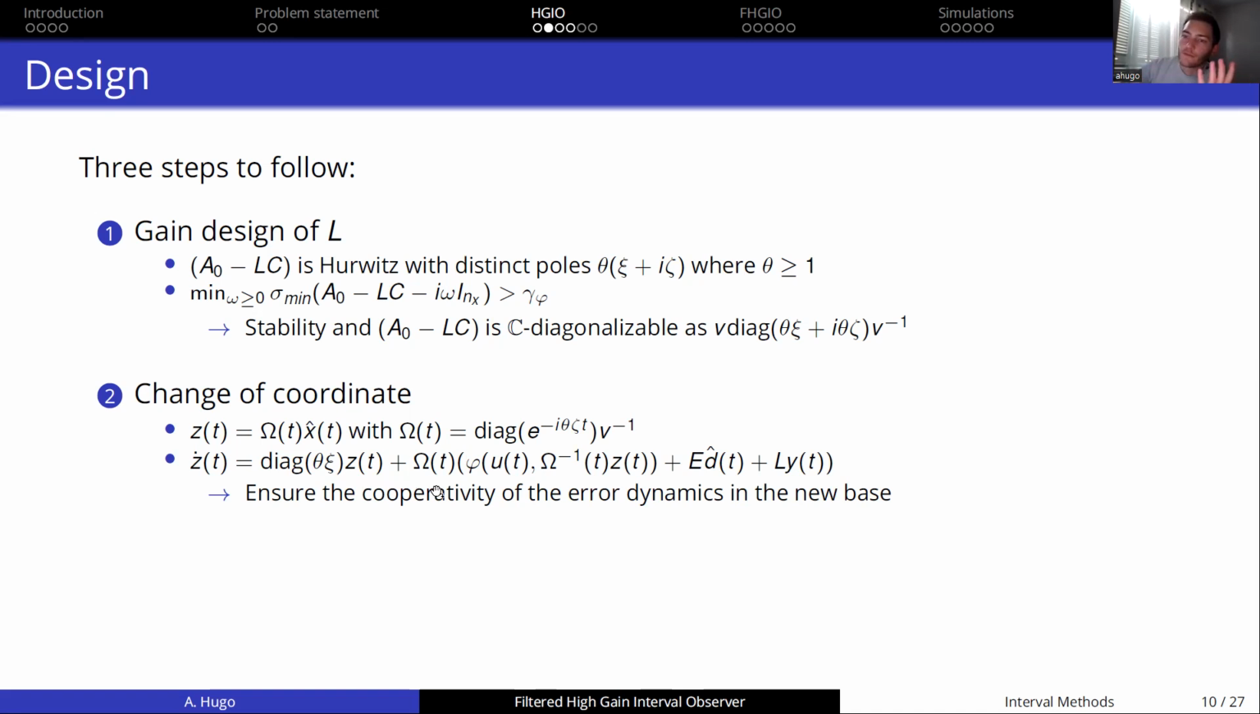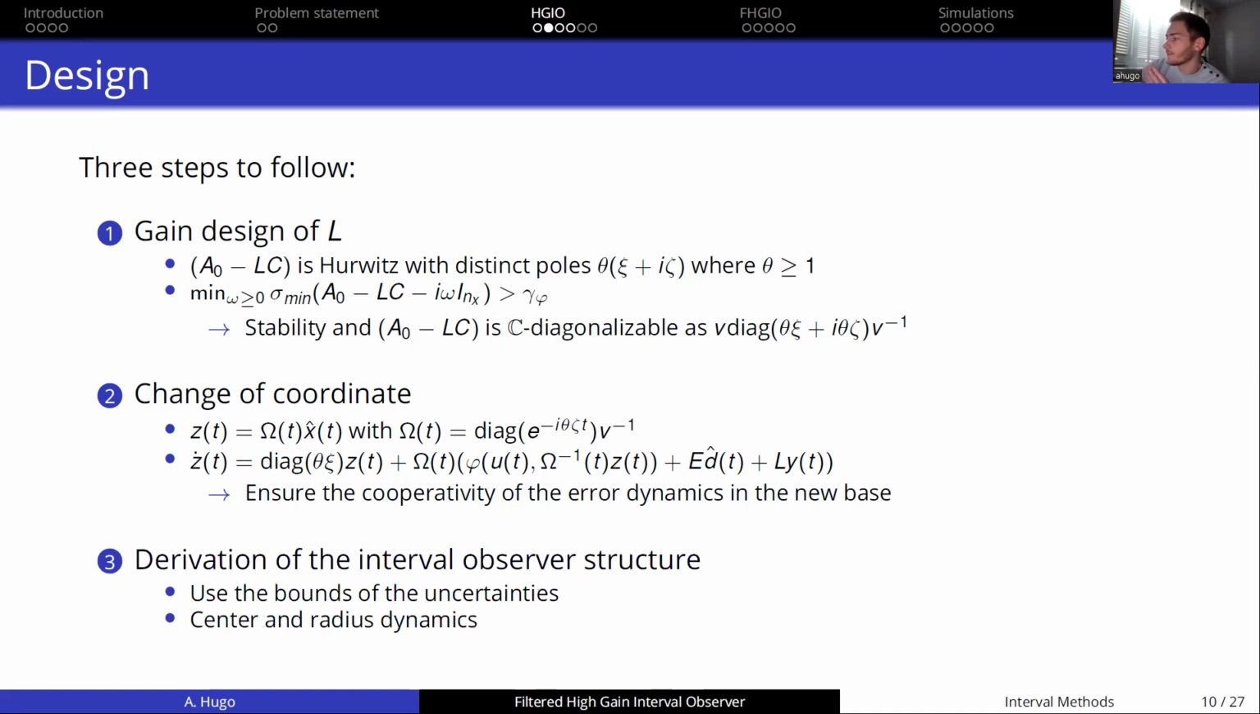Once we have the dynamics in the new base, we are able to design an interval observer based on this by considering the bounds of the uncertainties. And as we define some center and radius definition of the intervals, we will be able to have both dynamics for the center and the radius for our observer.